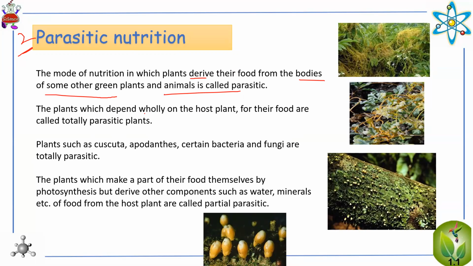The plants which depend wholly, meaning completely, on the host plant. And what is a host? Suppose this is plant A and this is plant B. Plant B is a heterotrophic plant, and it can be parasitic. A is autotrophic, and B is a parasite that requires food from this autotroph. So A gives the food to B, and B is getting the food from A. So A is the host plant. A is nothing but the host.